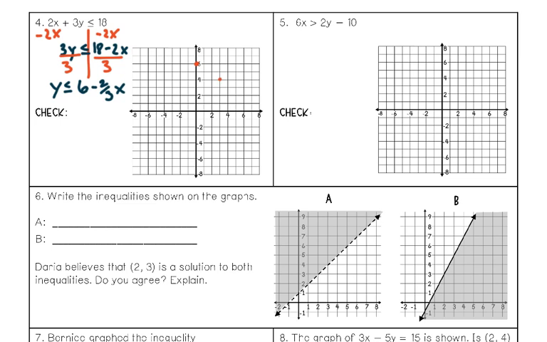So you can go down 2 and to the right 3, or you can go up 2 and to the left 3. And when you've got your points, you can connect them because this has an equal to sign. So it would be a solid line. Then because it says less than, you would want to shade below the line.